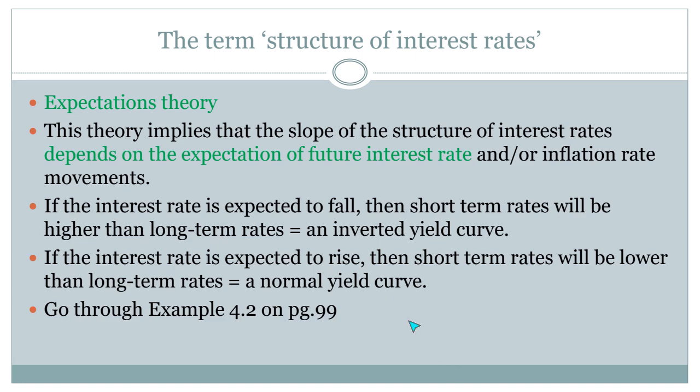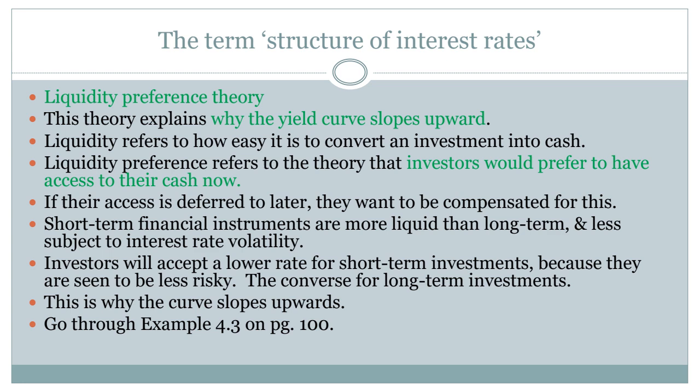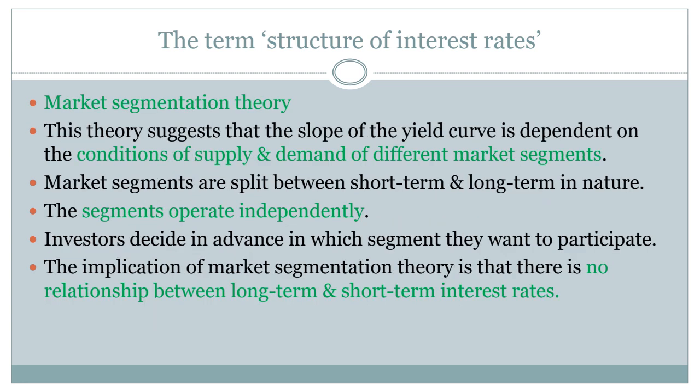Obviously, not so likely in the task, because the task is open book. So they're more likely to give you questions that you've got to do a little bit of research for, or maybe some calculations. So that's expectations theory, that's liquidity preference theory, and that slide is the market segmentation theory.